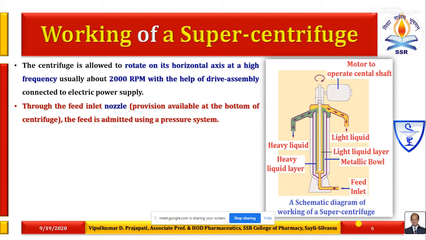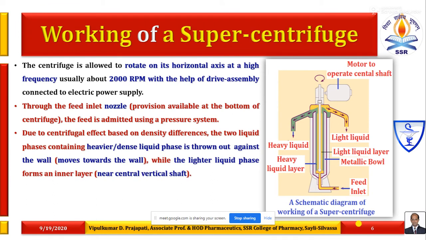As shown in the figure, through the feed inlet provision, that is the nozzle available at the bottom of the centrifuge, the feed is continuously admitted using a high pressure system, and hence due to centrifugal effect based on the density differences, of the two liquid phases the heavier or dense liquid phase is thrown out against the wall, means the heavier liquid moves towards the wall, while the lighter liquid phase forms an inner phase which is located near the central vertical shaft.